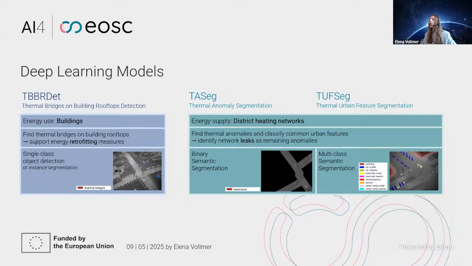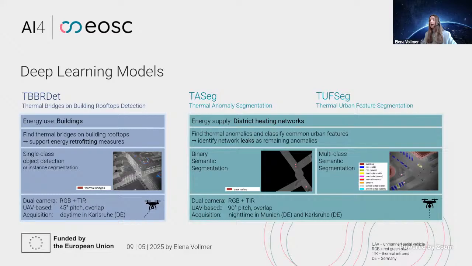As you can see with the legend, there are lots of different classes, such as cars, street lamps, and manholes, that pertain to our standard urban features. We want to identify these at a pixel level to compare to the results of our first model. Now, this data is acquired, as mentioned, via unmanned aerial vehicle under different conditions. You can see that there's always this dual camera that acquires both the standard red, green, blue, and also thermal imagery. The images are acquired in Germany, for the first case only in Karlsruhe, and for the second in Munich as well as Karlsruhe.